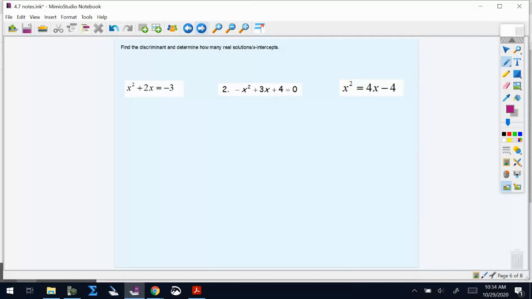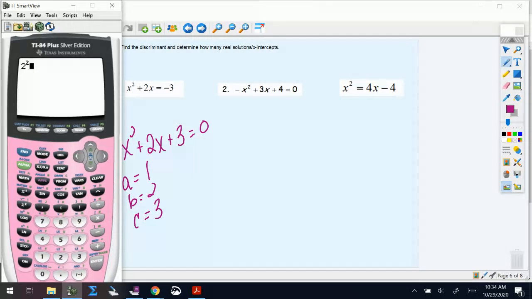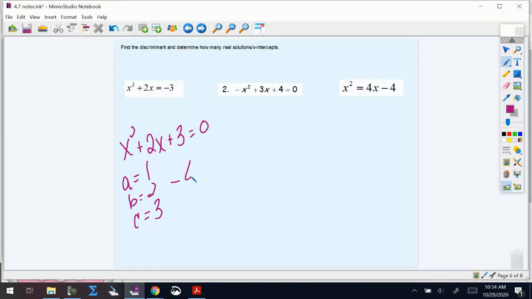Again, the same thing, you're going to have questions where all it's going to want is the discriminant, or to use the discriminant to tell you about how many solutions. I'm going to add 3. This one was not in standard form. So a is 1, b is 2, c is 3. You can do a lot of this on your calculator. So if you want b squared, you can just type in 2 squared minus 4 times a is 1 times c is 3. You get a -8 discriminant, meaning that you will have only imaginary solutions, no real solutions, meaning it will never cross the x-axis.